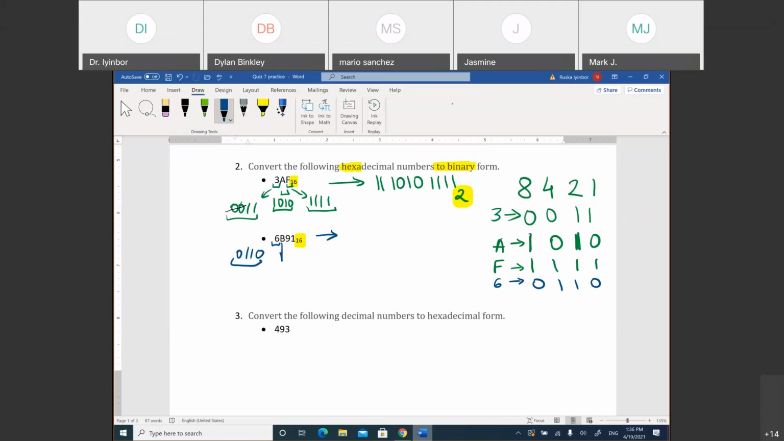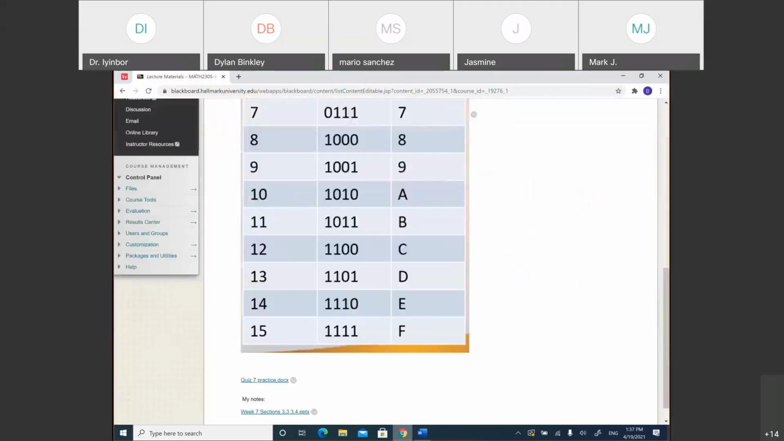Then you're going to do B, the letter B. B is after A. So it's going to be 11. And B is going to be 8 plus 2 plus 1. So it's going to be 1, 0, 1, 1. So this is B. And you can double check it also in the table. B is 1, 0, 1, 1. Okay.